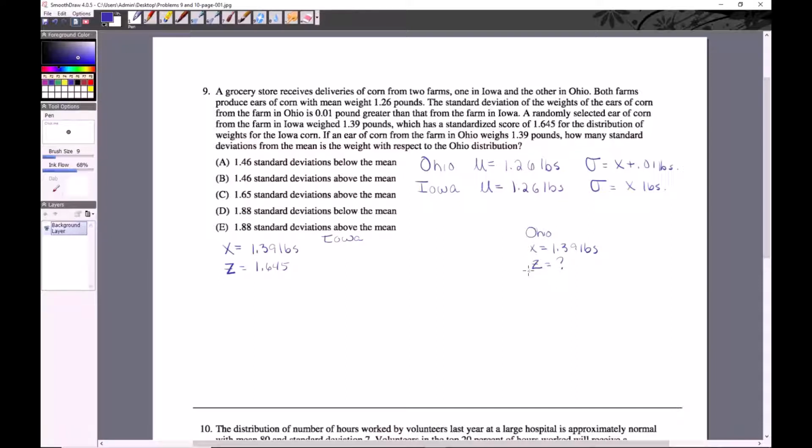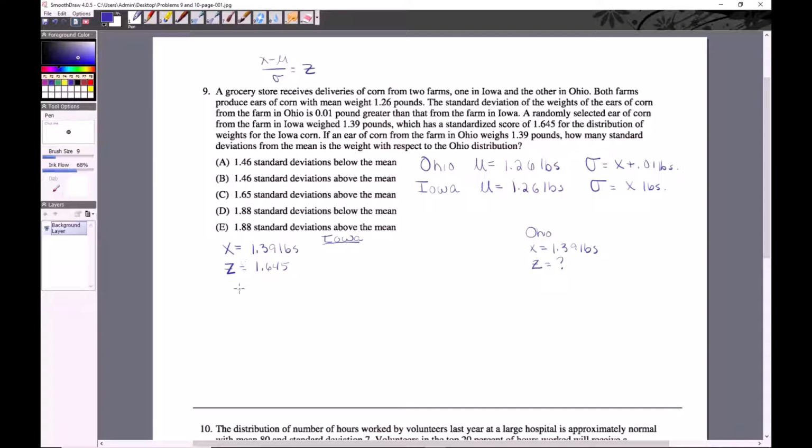All right, so we do have a lot going for us for Iowa. So that's where we're going to start. We know X, we know mu for Iowa. Sigma we don't know, but we do know the z-score. Now finding z-scores, you're not limited to normal curves. You can find a z-score in any distribution. So we're just going to do x minus mu over sigma equals z.